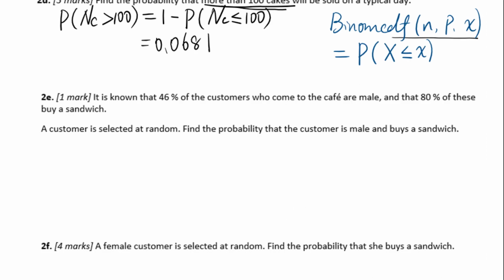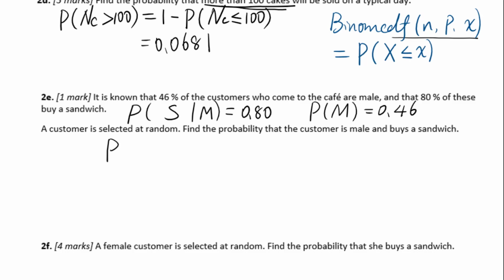It's known that 46% of the customers who came to the cafe are male, and that 80% of these buy a sandwich, which means the probability of sandwich given male equals 0.80, and the probability of male equals 0.46. A customer is selected at random. Find the probability that the customer is male and buys a sandwich.